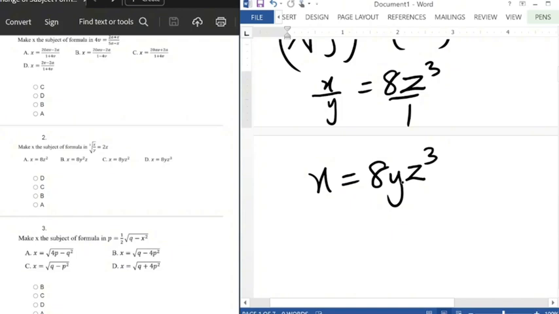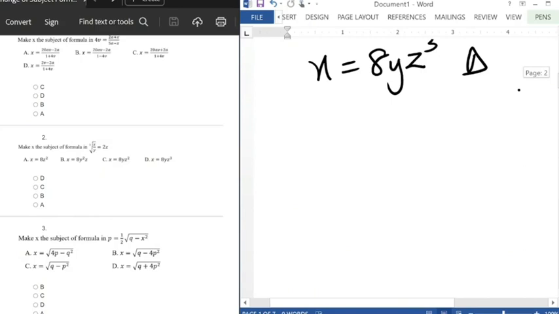8yz cube. So which one is 8yz cube? That is option D there, as you can see, 8yz, because the y, when you cross multiply, will multiply everything, that's 8yz cube. So the option there is option D. I hope this is very clear. So move to question number 3 now.